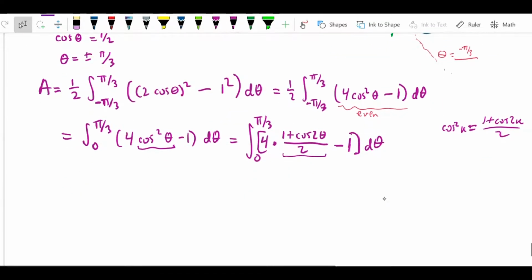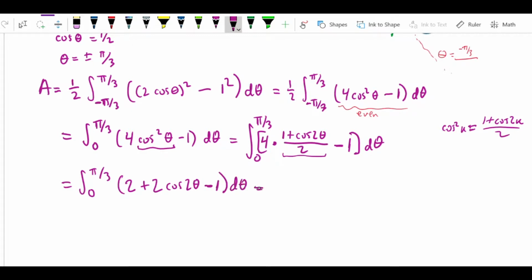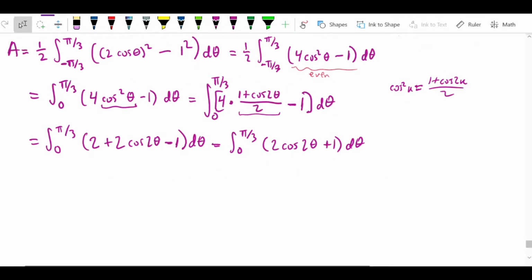Now we're ready to integrate. Actually, after one more simplification step, 4 over 2 is 2, so this is going to be 2 plus 2 cosine 2 theta minus 1 d theta, which equals the integral from 0 to pi over 3 of 2 cosine 2 theta plus 1 d theta. Okay, so now finally we're ready to integrate.